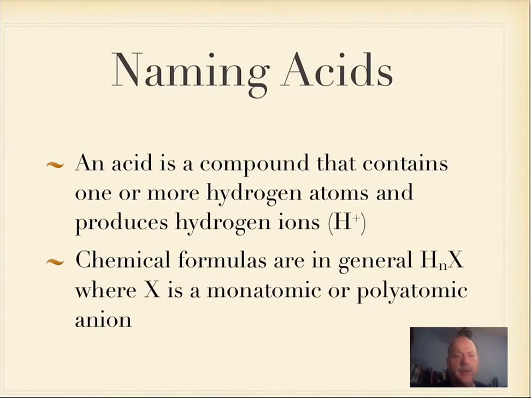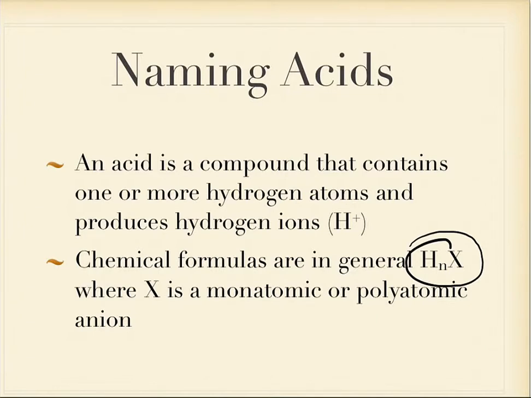And so typically, what we see is a formula that's hydrogen, H something, and then something after it. That something after it could be an element. You know, this could be a single atom, or it could be a polyatomic ion. So you could have something like HCl, a single atom, or you could have something like H2SO4, where it's a polyatomic ion. But in general, it's this kind of idea, HX.